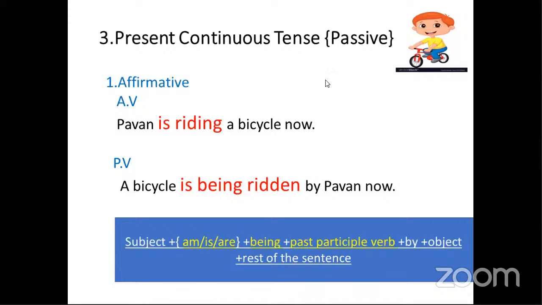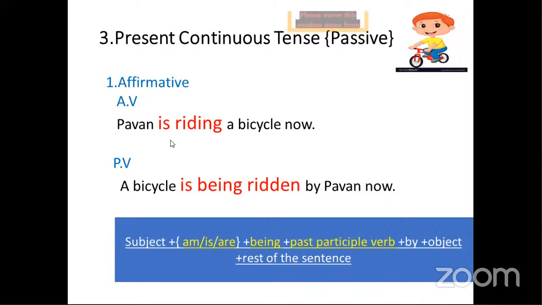Right, now you can see this sentence. As you can remember from the previous Tuesday, we talked about the 4 sentence types: affirmative, negative, question, and interrogative. Today also we are going to do all these 4 sentence patterns with the passive voices. Now you can see the affirmative sentence, active voice.